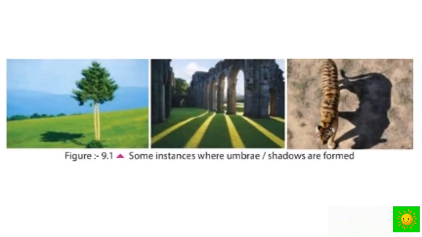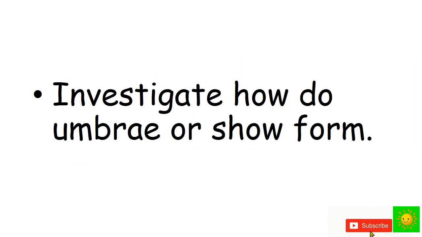Pay attention to these pictures. This shows some instances where umbra, that means shadows, are formed. In day-to-day life, umbra or shadows can be seen frequently. Let's investigate how umbra or shadows form.